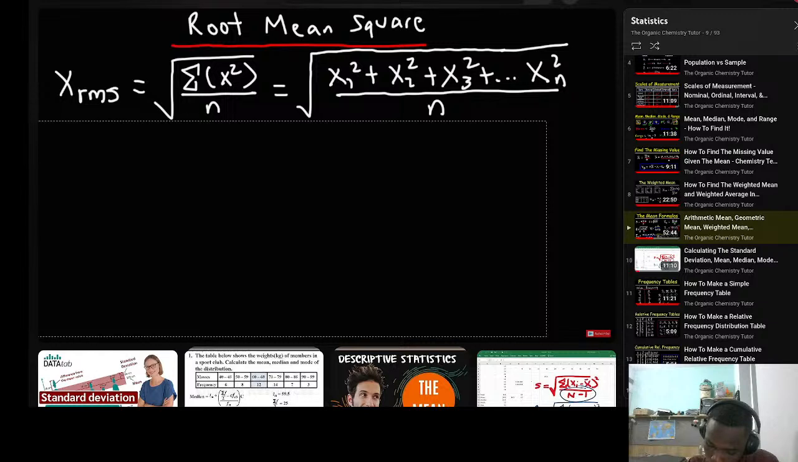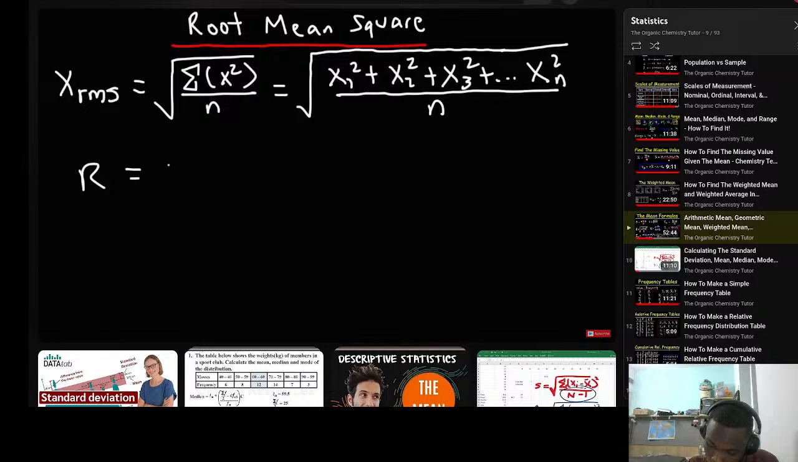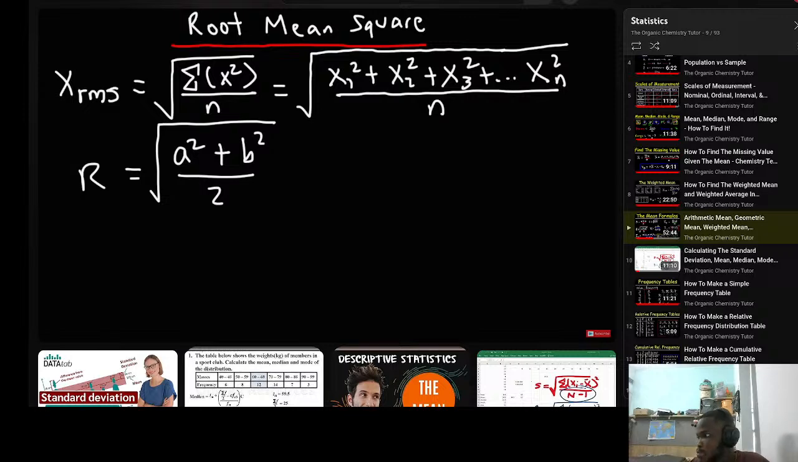Now let's say we want to find the root mean square of just 2 numbers. So let's say we just have these 2. Let's say x1 is a, this would be a squared, and x2 is b, that would be b squared, so a squared plus b squared. If we have 2 numbers, n is going to be 2. So we get this formula for the root mean square of 2 numbers.